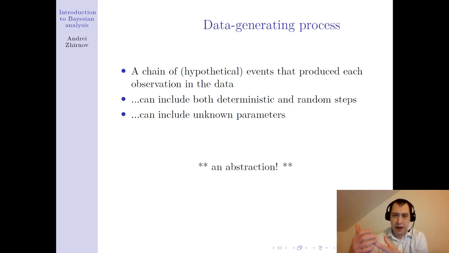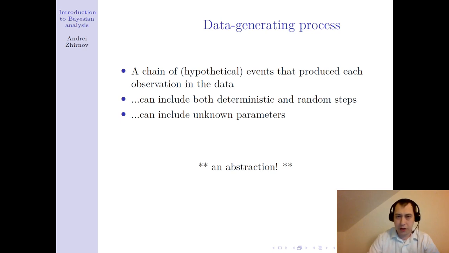Data generating process can include the unknowns, the parameters. Typically, when we have unknowns, when we have parameters in a DGP, we seek to use data to assess what the values of these parameters are in order for us to be able to draw predictions, to be able to characterize the effect of variables, and to be able to compute other quantities of interest using our model.